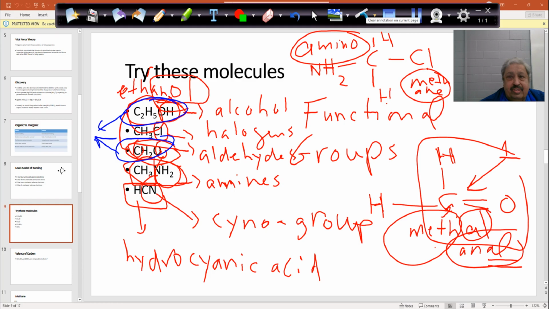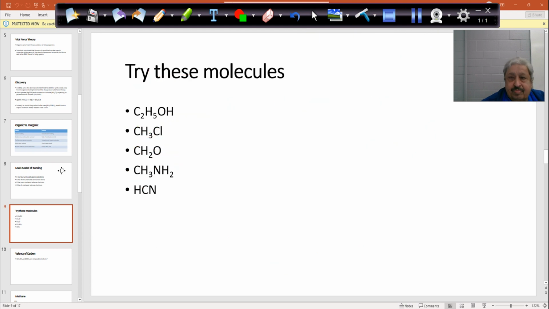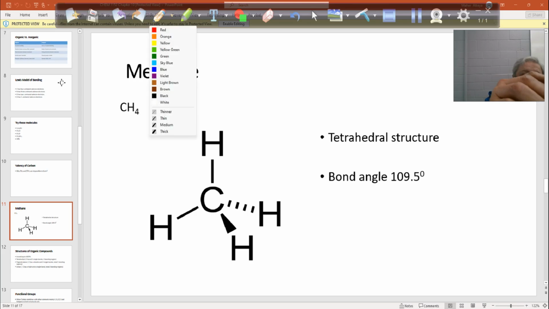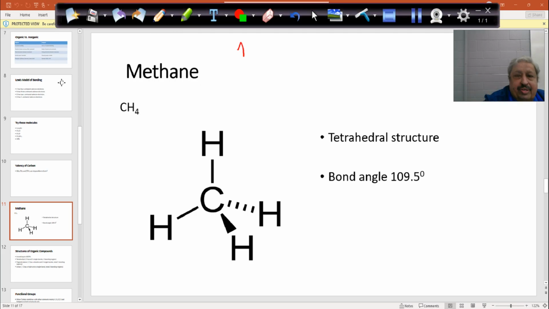Let's take this one out. Everybody has this? You have the PowerPoints already posted for you guys. Let's take the first one. It's methane. So we have the one carbon. We'll go back and look at this. One carbon. The abbreviation of it is meth.